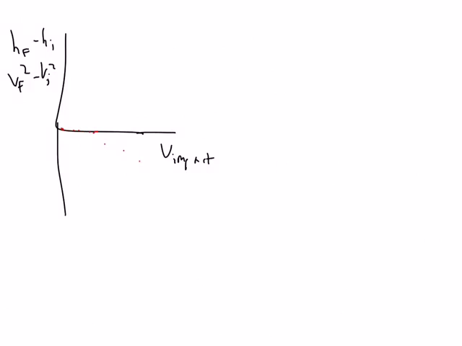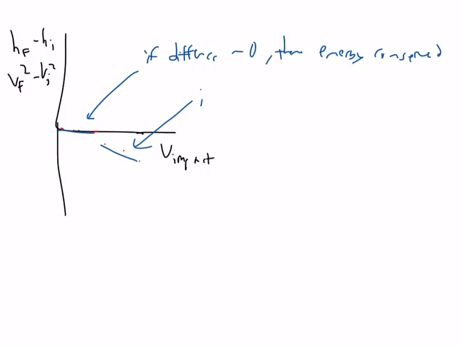Oops, I want to use blue. So to conclude from this one, if the difference is about 0, then energy is conserved. And if the difference is less than 0, then energy is not conserved. Right?